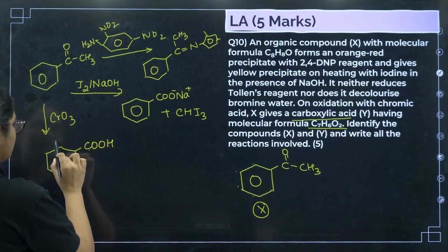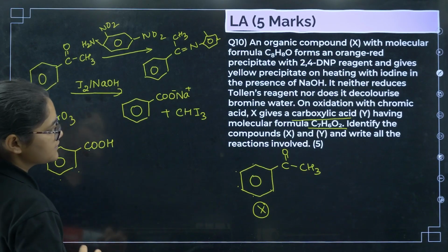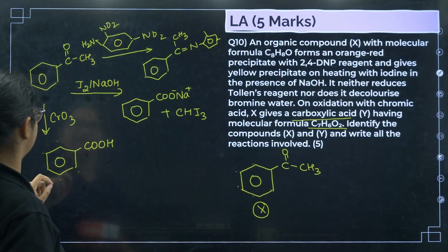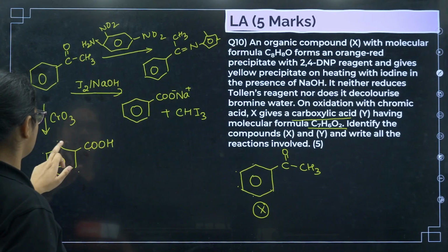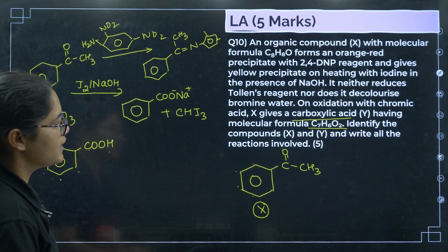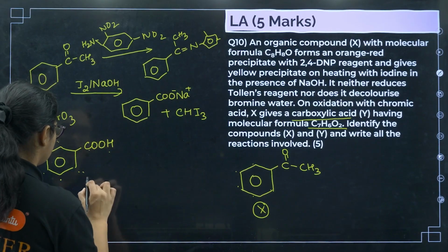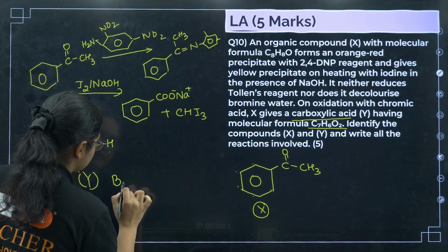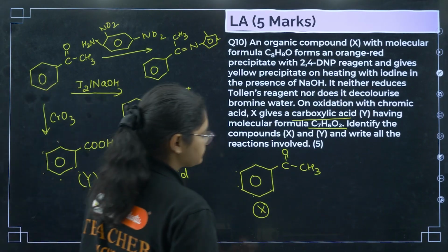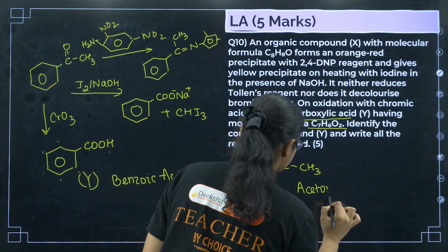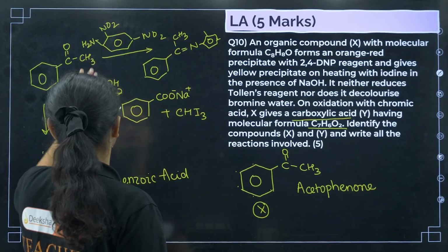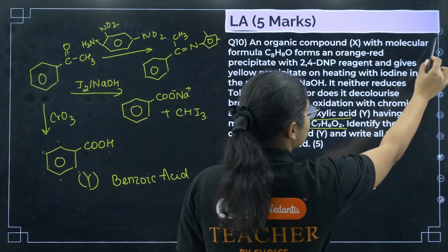So 6 carbons here, then 1, 2, 3, 4, 5, 6 hydrogens, and C7H6O2: 7 carbons, 6 hydrogens and 2 oxygens. Identify the compounds X and Y. So Y is what? Benzoic acid, right? And X is what? Acetophenone. And write all the reactions involved. So 3 reactions, 3 marks, 2 compounds you have identified, 2 marks.